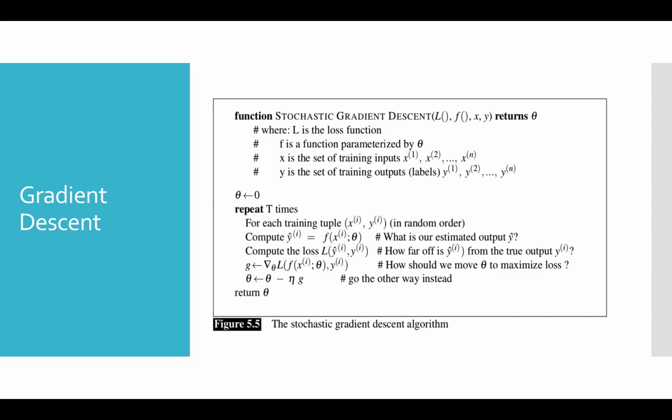And we look at each training sample in random order, and we compute the prediction, okay? So we take our current function and compute our prediction, and then we compute the loss, so how far off our prediction is from our truth, and then we compute the gradient of the loss, okay? And then what do we do? We subtract eta times the gradient from our current set of weights, okay? So we go in the direction of the negative gradient, right? So we're heading towards the minimum.